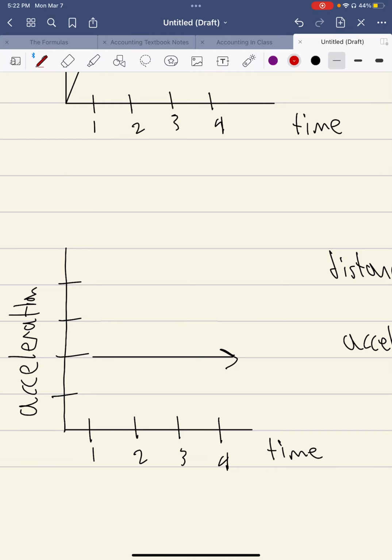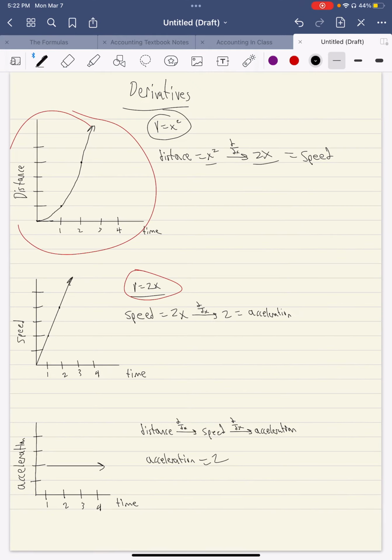So I don't know if that helped at all or if that confused you even more, but basically, yeah, I might send you this PDF if it helps at all.